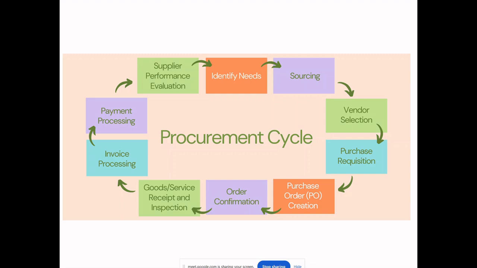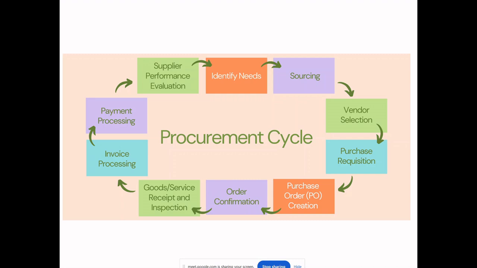Then we request the purchase requisition, which is like an inquiry for us. Once the purchase requisition is done and they accept the quotation, we create the purchase order, then order confirmation. Then we receive the goods for which we raised the purchase order, then we get the invoice from them, then we process the payment. I mean, we give the payment to them. Then we also do supplier performance evaluation, which is a different one.